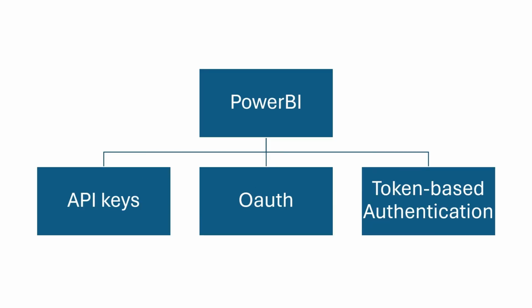Microsoft Power BI does not directly support API keys for authentication. Instead, it relies on Azure Active Directory authentication for secure access to its API. Open authentication: Power BI API supports open authentication through Azure Active Directory. Token-based authentication is essentially what occurs when using open authentication with Power BI. Upon successful authentication, Power BI issues an access token that the client includes in subsequent API requests.